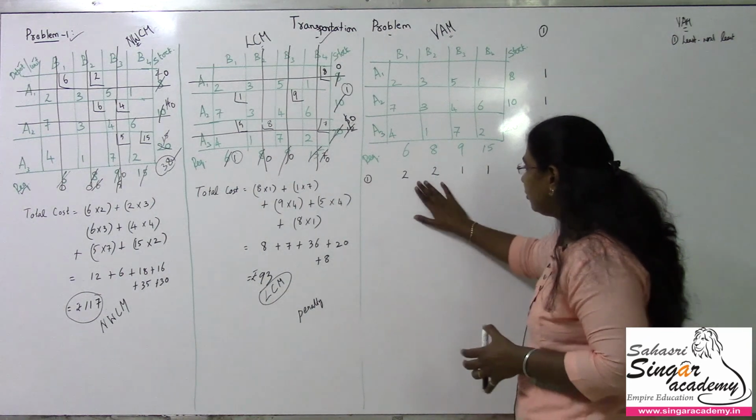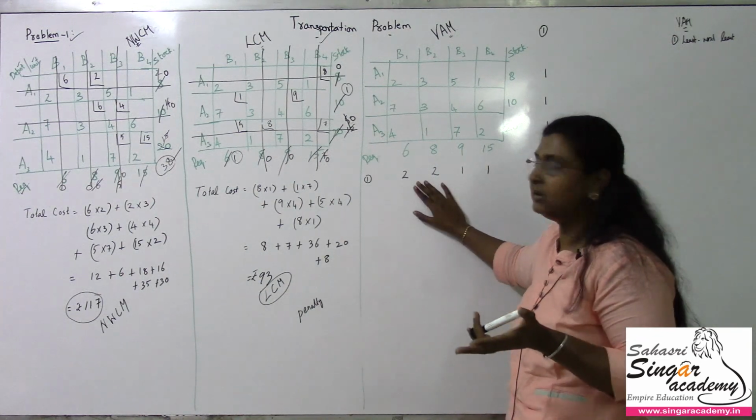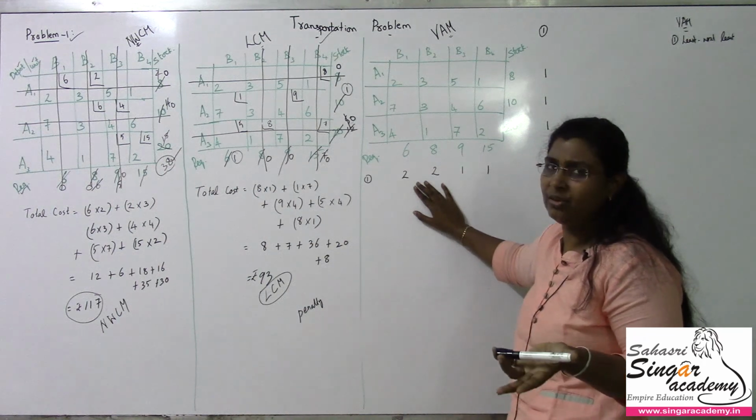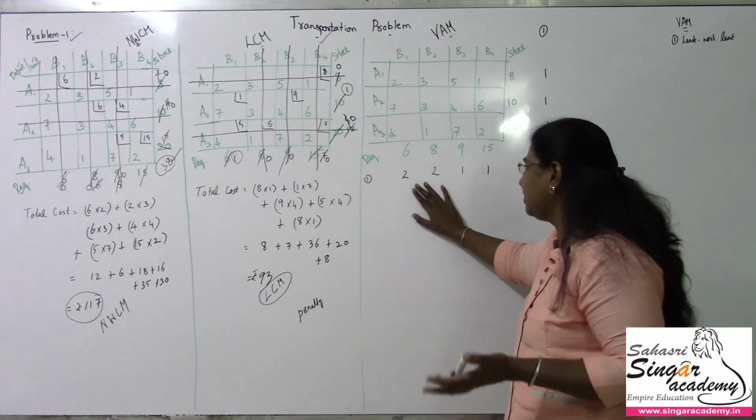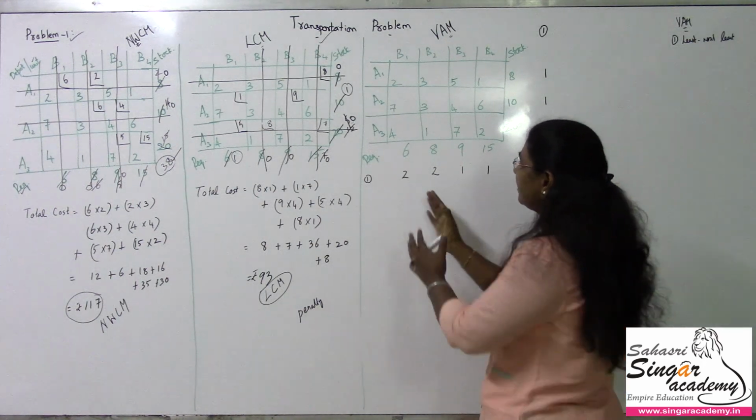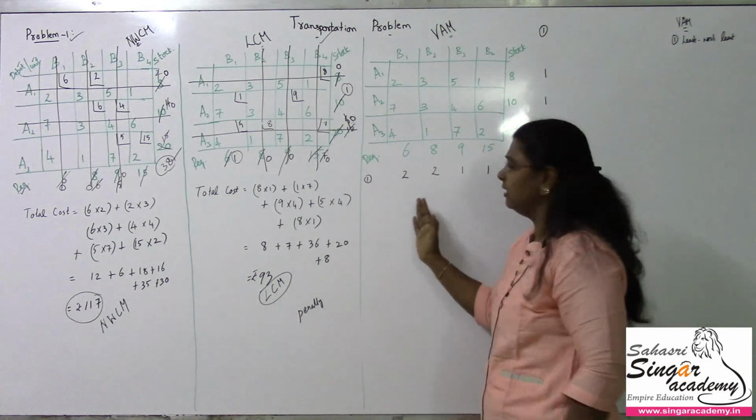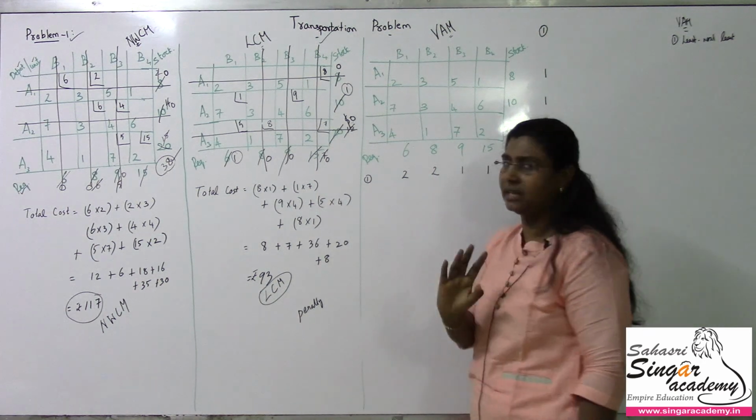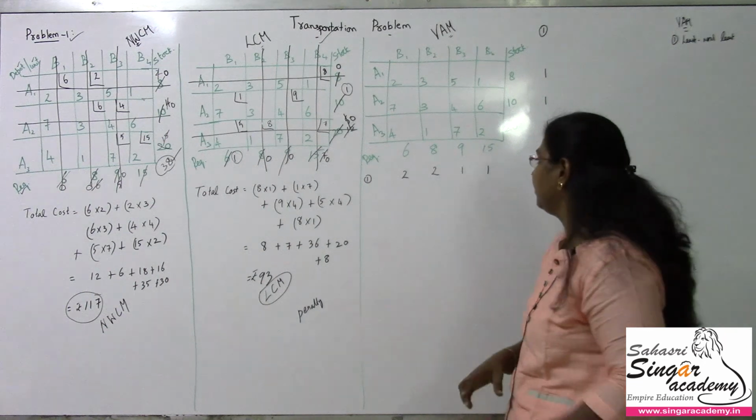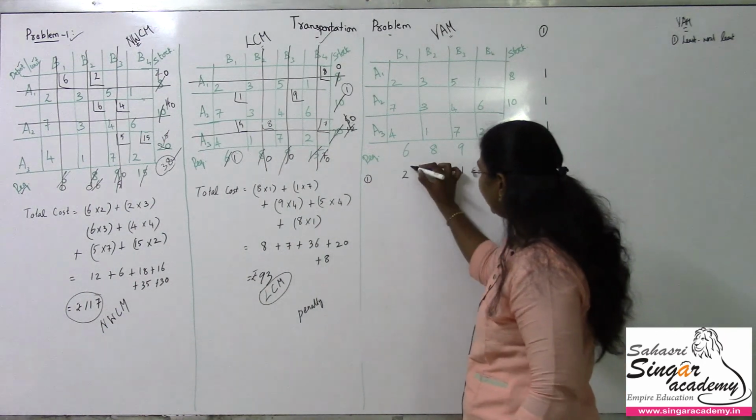So we have two 2s, there's a tie. You can check anything, you can take anything. But usually what we do is, we go for something closer to this, that is, we take the leftmost. So this is my first iteration's value.